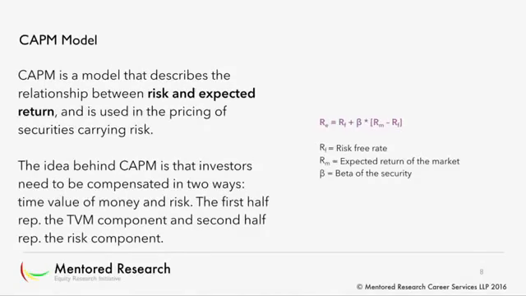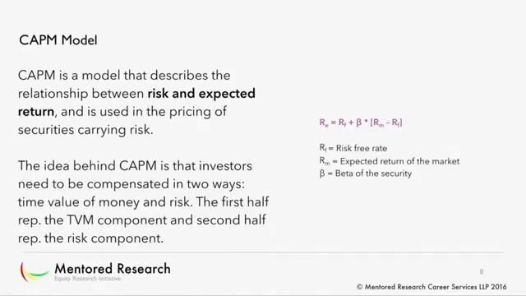Now there is one very important yet simple prerequisite that we need to understand. That is the capital asset pricing model, also called the CAPM model. Mathematically, this is RE equals RF plus beta into the difference between RM and RF, where RF is the risk-free rate, RM is the expected return of the market, and beta is the beta of the security.